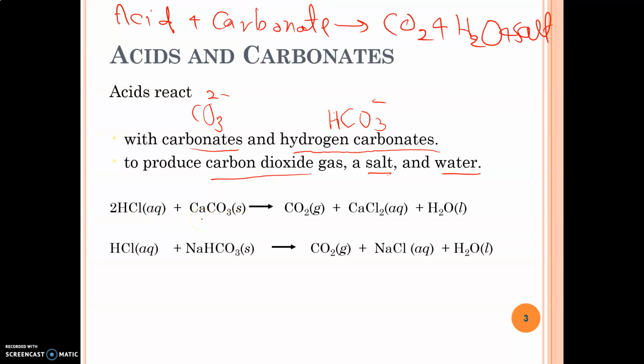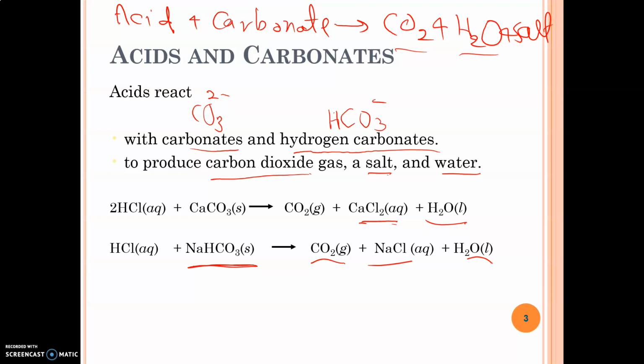What are the products? Simple. CO2 without looking, H2O there, and there is your salt, calcium chloride. Also, it's balanced. Okay, now with hydrogen carbonate. Here you have HCl with sodium bicarbonate. This is the baking soda, or sodium hydrogen carbonate. Gives again CO2, H2O, and there is your salt.